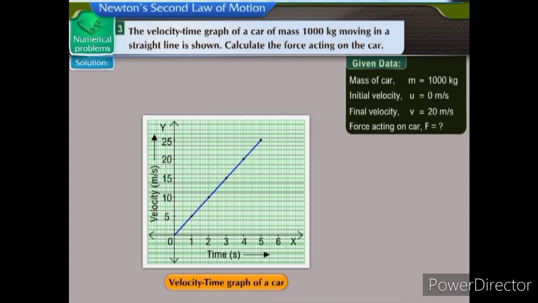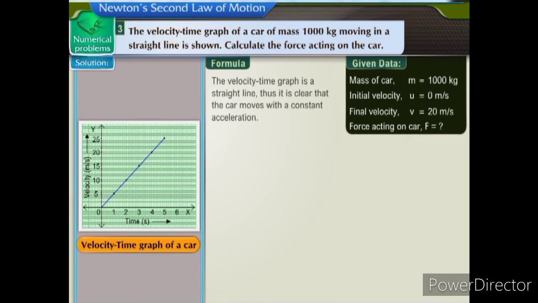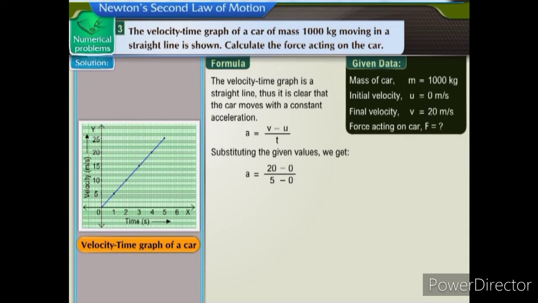To find force acting on car F. The velocity time graph is a straight line. Thus, it is clear that the car moves with a constant acceleration. The acceleration A is equal to V minus U divided by T. Substituting the given values, we get A is equal to 20 minus 0 divided by 5 minus 0. That is, A is equal to 20 divided by 5, which is equal to 4 meter per second square.